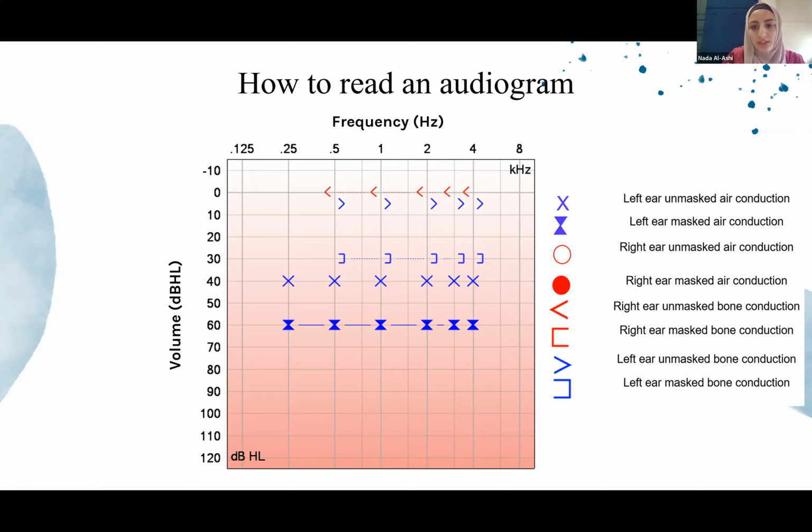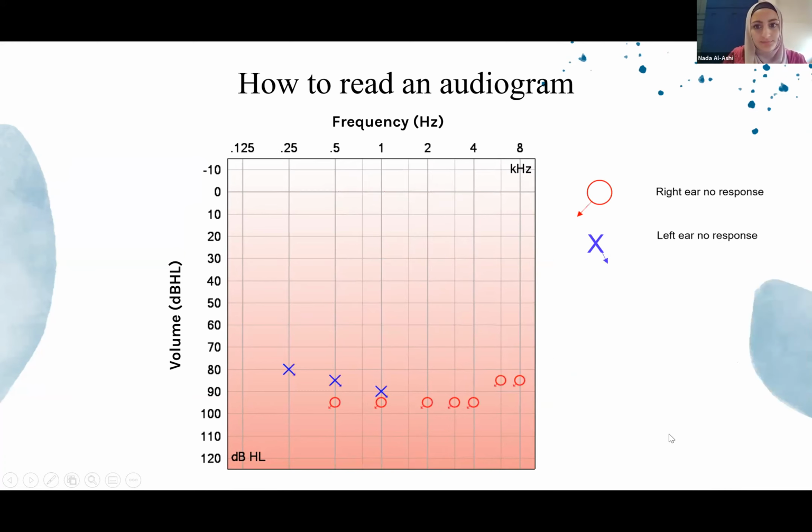If you look at the little legend that I've created just on the side as well, you can see the circle that's completely colored in red is the right ear masked air conduction. And then the right ear masked bone conduction is quite similar to the left ear. It's just red and pointing in the opposite direction as well.